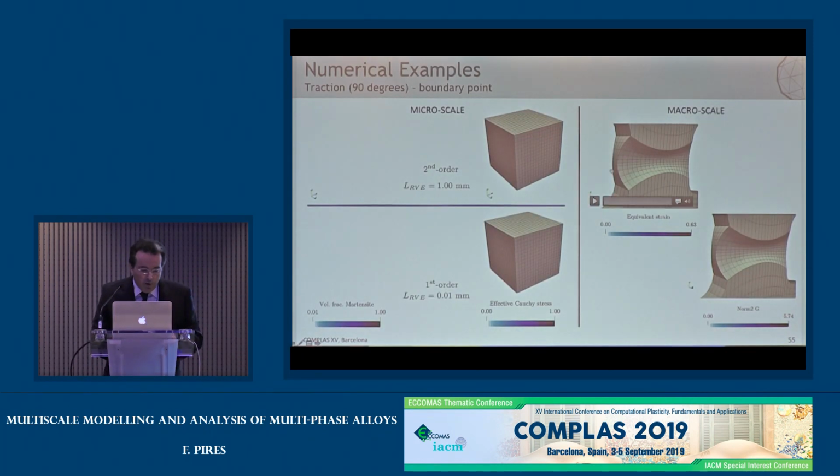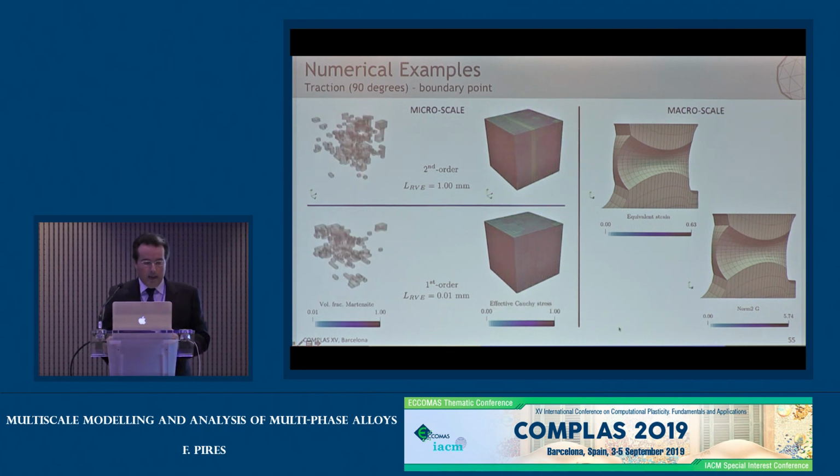Now, if you go to the point which is on the boundary, which is not in the center of the specimen, what we actually can see, and I'll play this, is exactly the same thing. So we have on the right-hand side the macro scale specimen with the equivalent strain and also the norm of the second order strain. I have the effective Cauchy stress on the right and the transformed volume of martensite on the left.